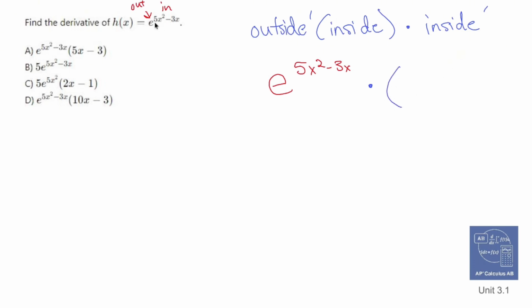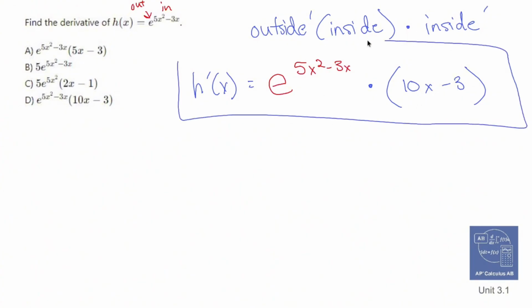That inside stuff was 5x squared minus 3x. So the derivative of 5x squared is 10x, and the derivative of minus 3x is minus 3. So what was that, h? So h prime of x is going to equal u times u. And it looks like they don't want me to do much more than this. It looks like all I have to do is just circle that and say, yeah, my answer is D.